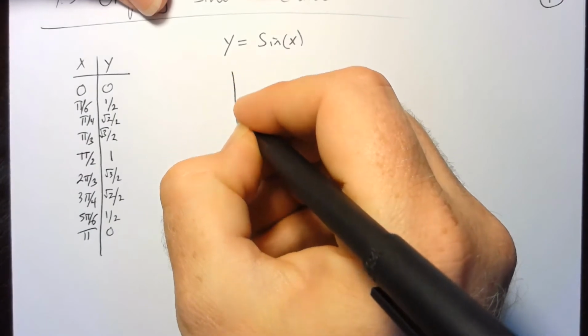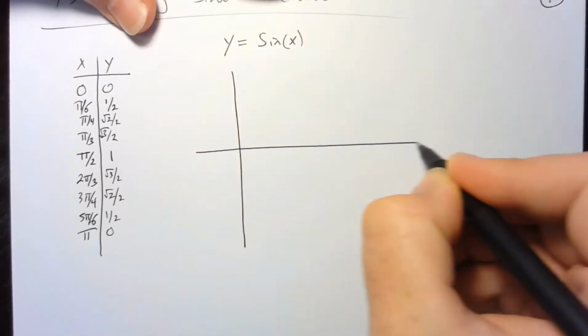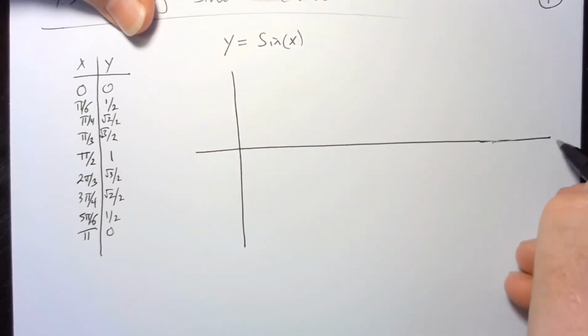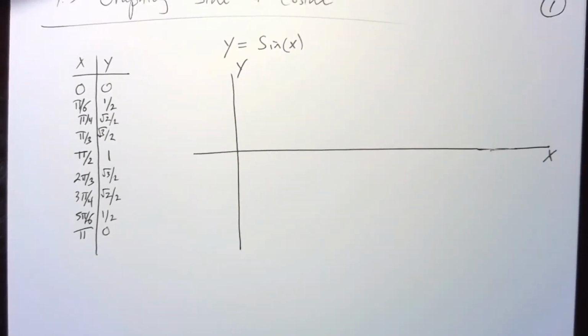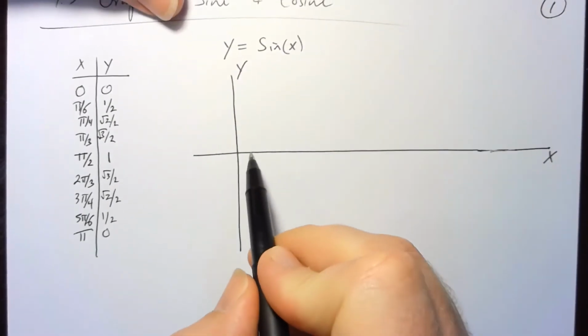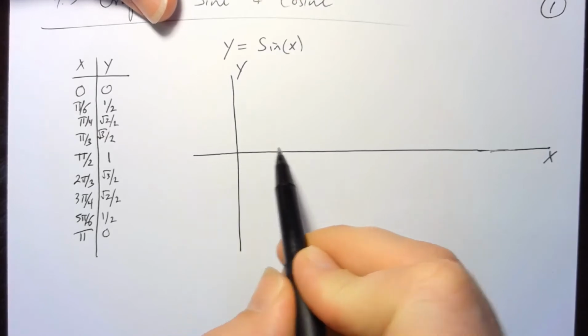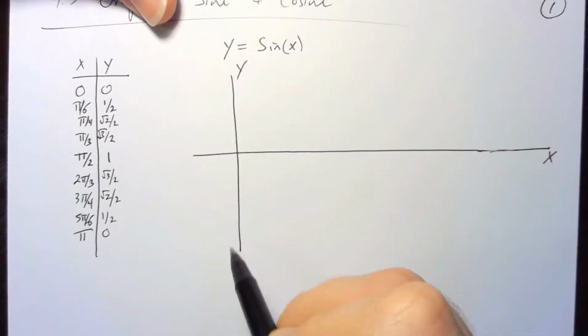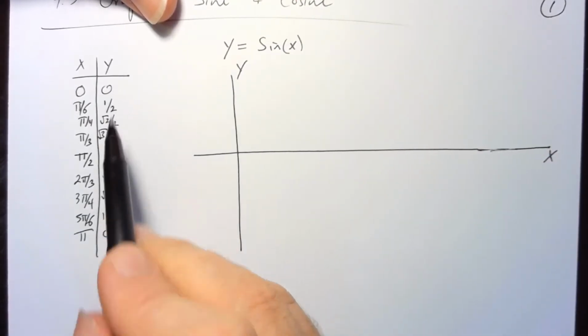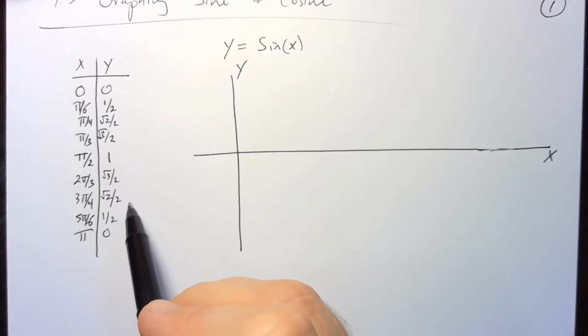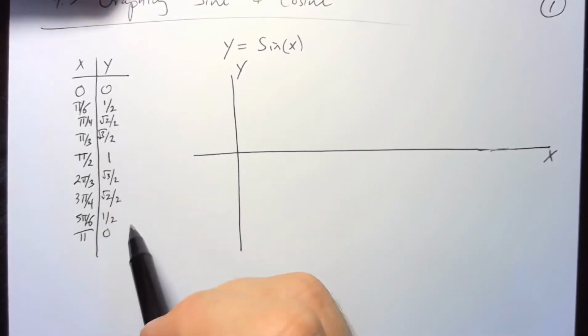We want to graph this to the best of our ability on an xy coordinate system. Now notice how I'm drawing this particular set of axes with a heck of a lot more space on the x-axis than on the y-axis. And that's, remember, because the values that sine can spit back are nothing other than -1 to 1.